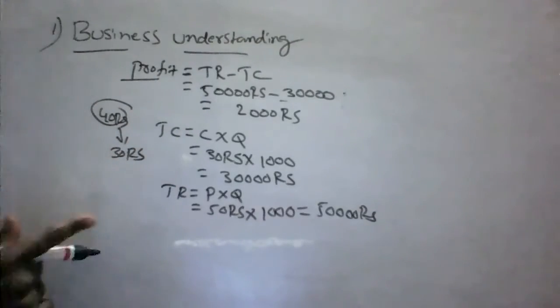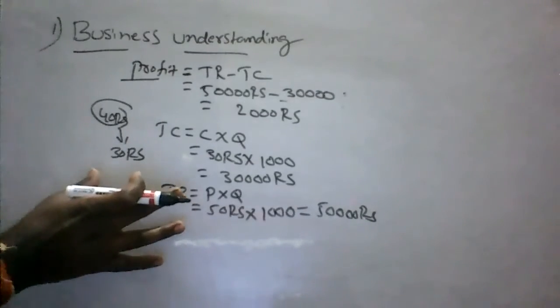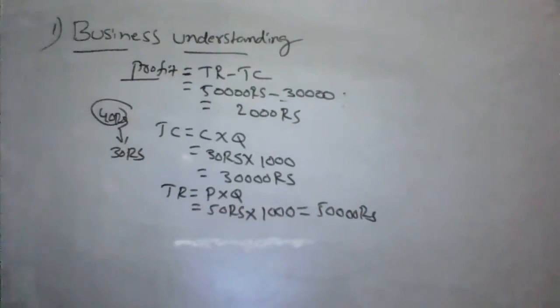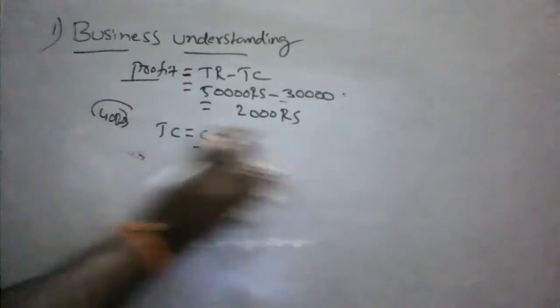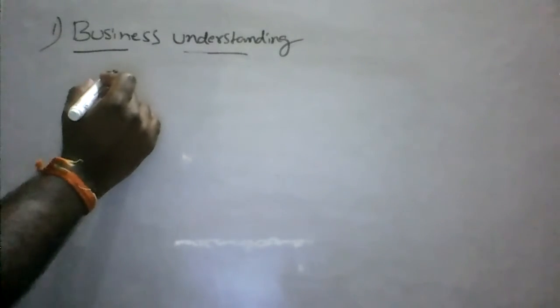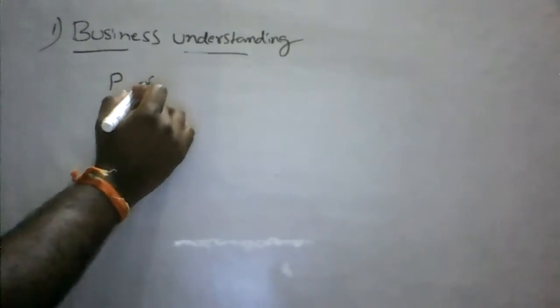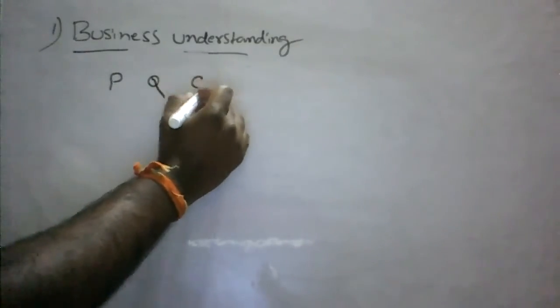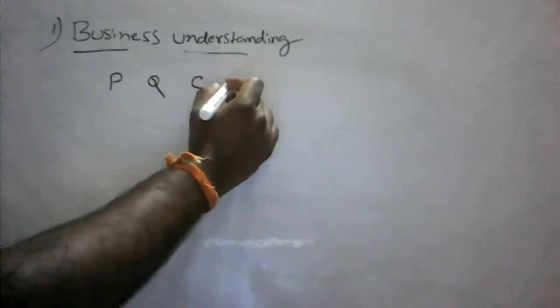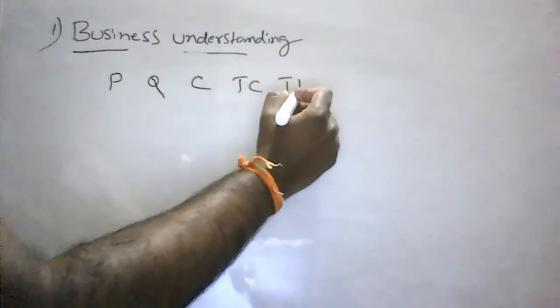This is the only way to understand the business and how to set the business objective in a wise manner. So this is a basic understanding. Now what columns are required to collect the data? I have to collect the price of the product, the quantity of the product, the cost of each product, TC, the total cost, and TR, the total revenue.